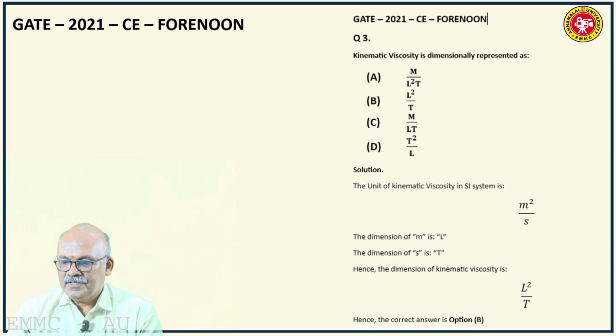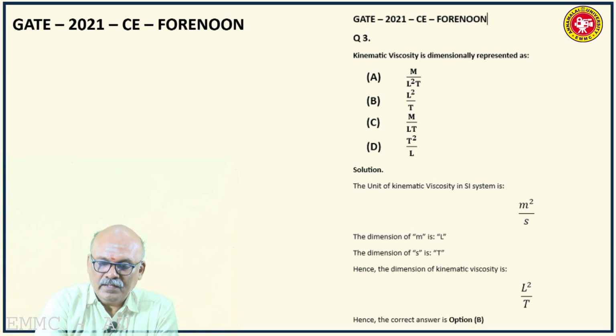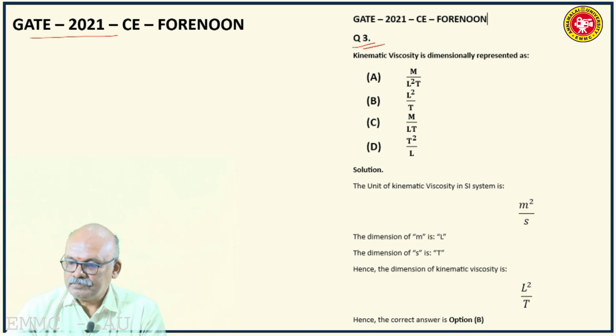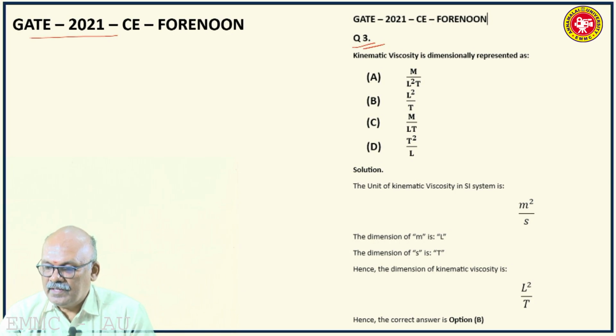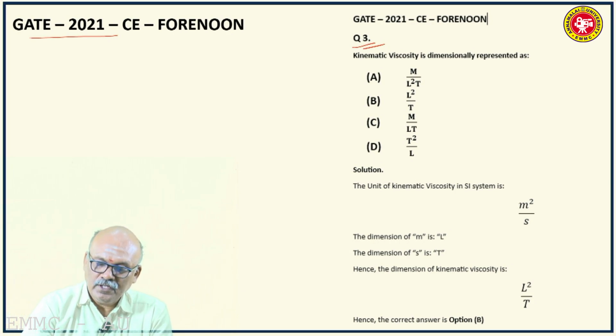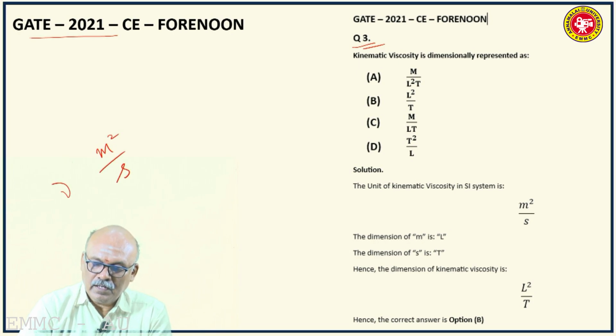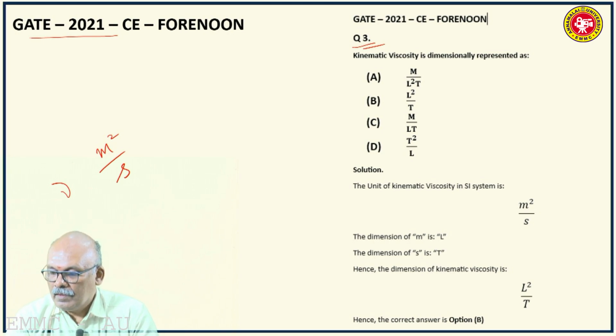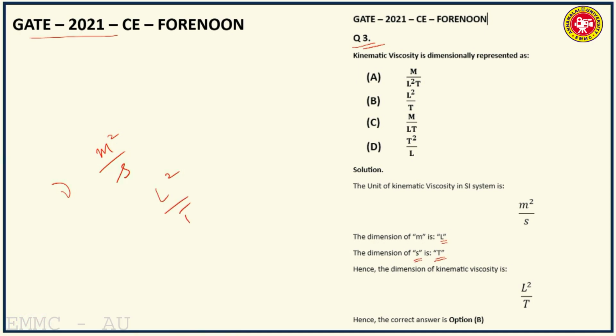This is again another MCQ asked in GATE 2021 examinations, civil engineering, question number 3. Kinematic viscosity is dimensionally expressed as. Kinematic viscosity nu, the SI unit is meter square per second. The dimension of meter is L, the dimension of second is T. So meter square per second means it is L square by T. So this is the correct option. The correct option is option B.